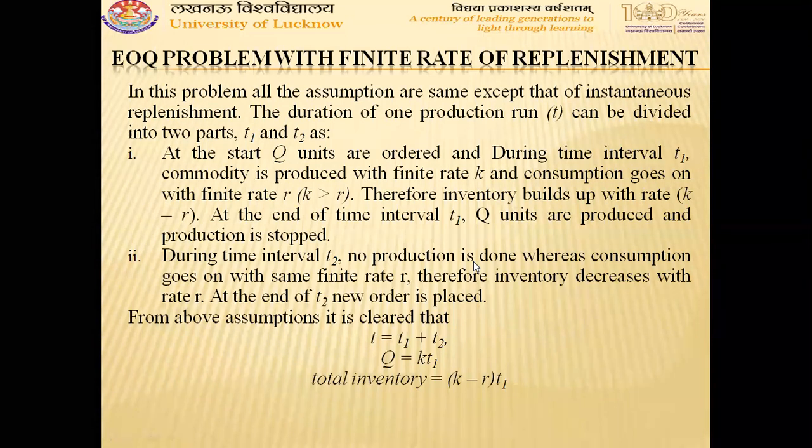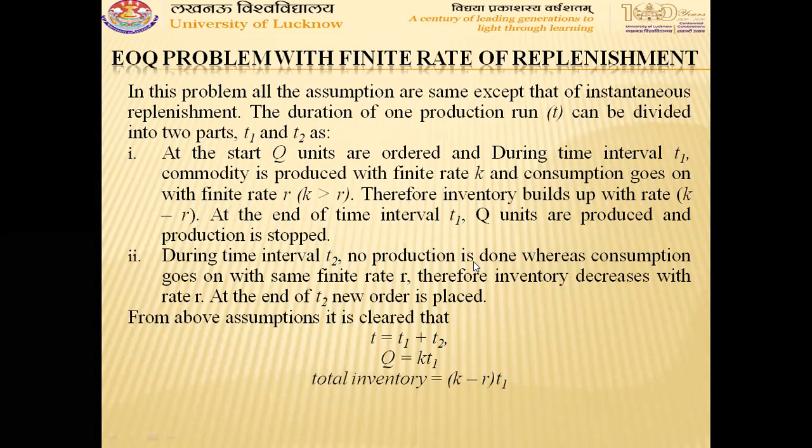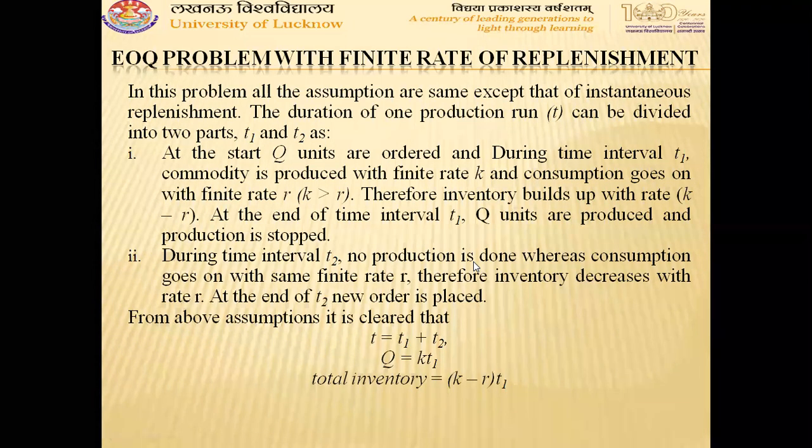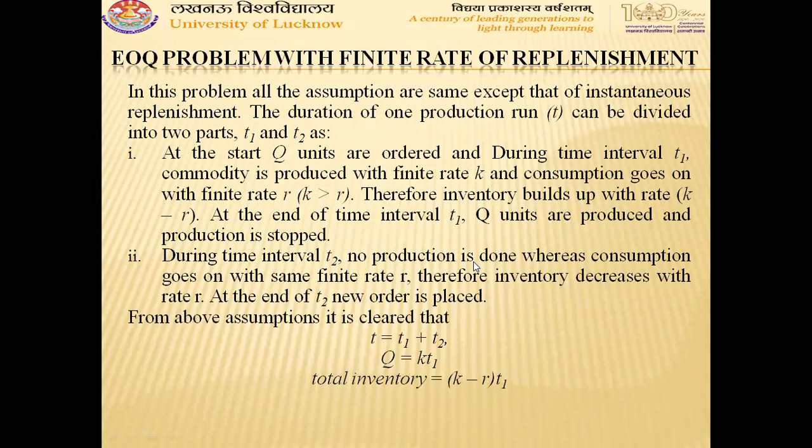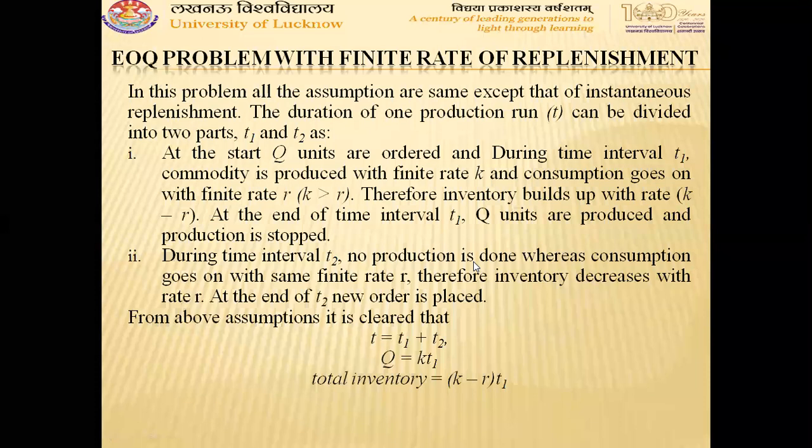So we can see easily that total time is divided into two parts, T1 and T2. So we can write T equals T1 plus T2, and Q units are produced during time T1 with rate K. So we can write Q equals K into T1. Similarly, inventory is building up with rate K minus R per unit time, so total inventory during time T1 will be (K minus R) into T1. During T2, no items are produced, so T2 is not considered in total inventory.